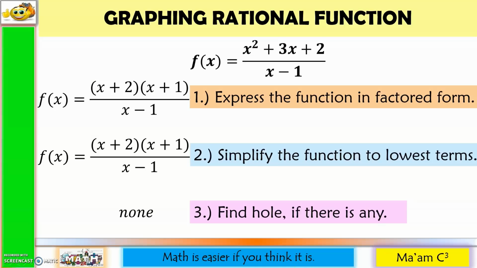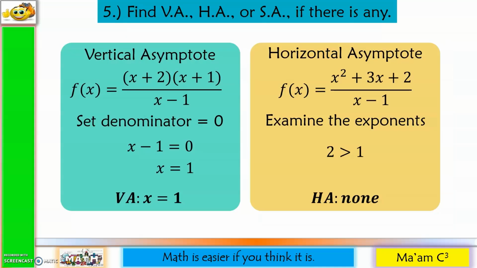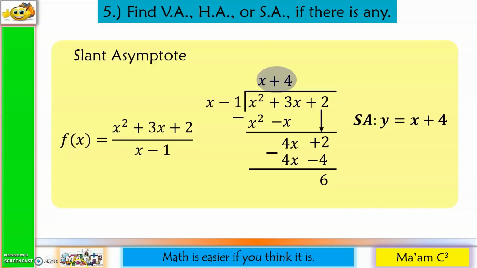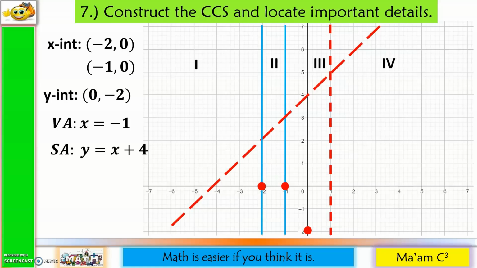Here is the solution. Steps 1 to 3. Step 4, we have two x-intercepts and one y-intercept. We have one vertical asymptote. We do not have a horizontal asymptote because the degree of the numerator is greater than the degree of the denominator. So instead, we have a slant asymptote. Next step, we do not have a point of intersection on the slant asymptote. And here are the important details on the Cartesian plane.